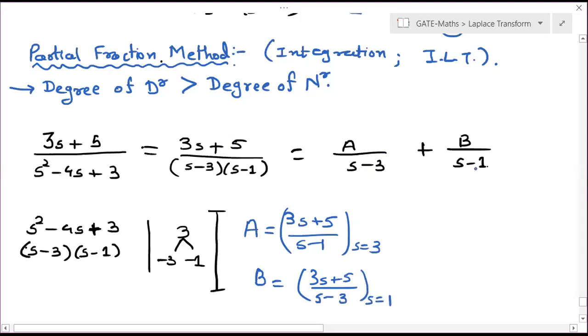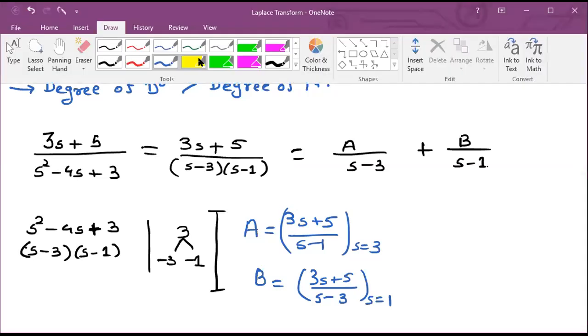So if you want to find a, you have to put s equal to 3. If you want to find b, you have to put s equal to 1. And you have to write the remaining terms. For a, I have to put s equal to 3, so my remaining terms are 3s plus 5 and s minus 1. As they are, 3s plus 5 is in the numerator, s minus 1 is in the denominator. Let me show you this with a highlighter.